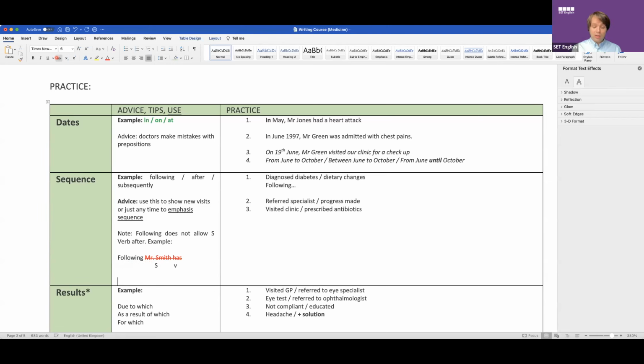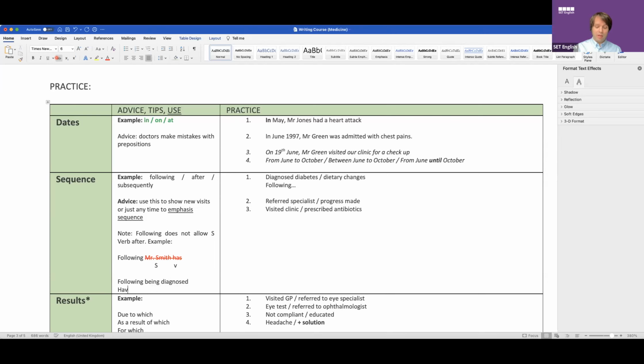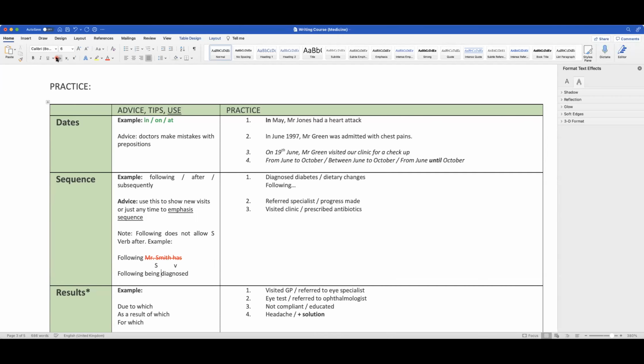So instead, you say this, following. Guys, what should you say? Following his diagnosis. Look for the verb. I need an ing here. That's my clue. Following having been diagnosed. Yeah, you can say having. We can even say following being diagnosed. Yeah, or having been is good as well. Or just following his diagnosis, yeah, just a noun phrase. Okay, good.